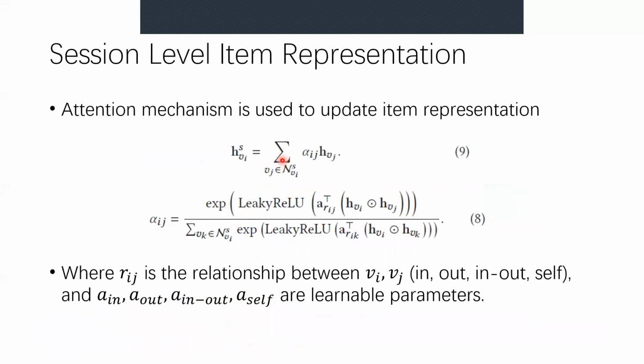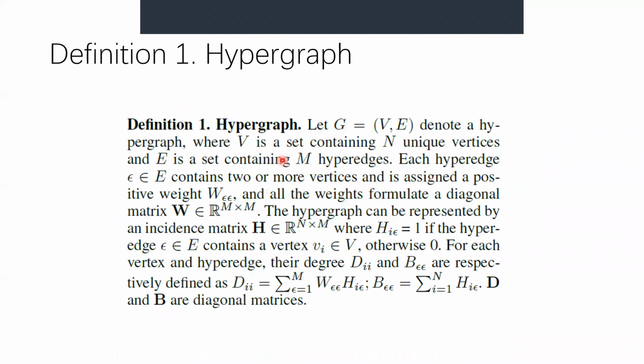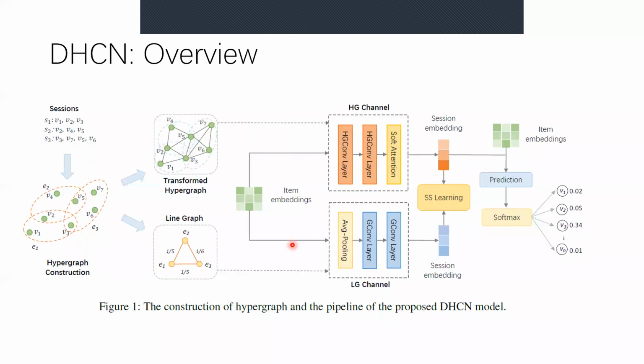And similarly, I think for the hypergraph, it's still the same issue. It has a global hypergraph, but you still need to distinguish each specific session to do that. And then for the test, because they completely put some sessions into the test, they will not be seen in the training stage. So then they have an issue.